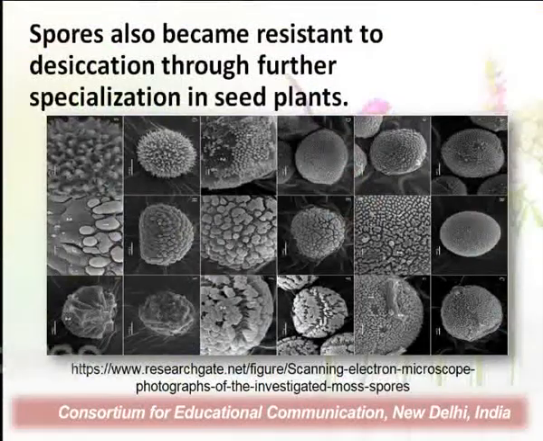So this diagram represents various types of spores of mosses. Here we can see that all these mosses have peculiar ornamentations. These ornamentations are nothing but a secretory substance. A secretory substance is much similar to sporopollenin in its chemical composition.